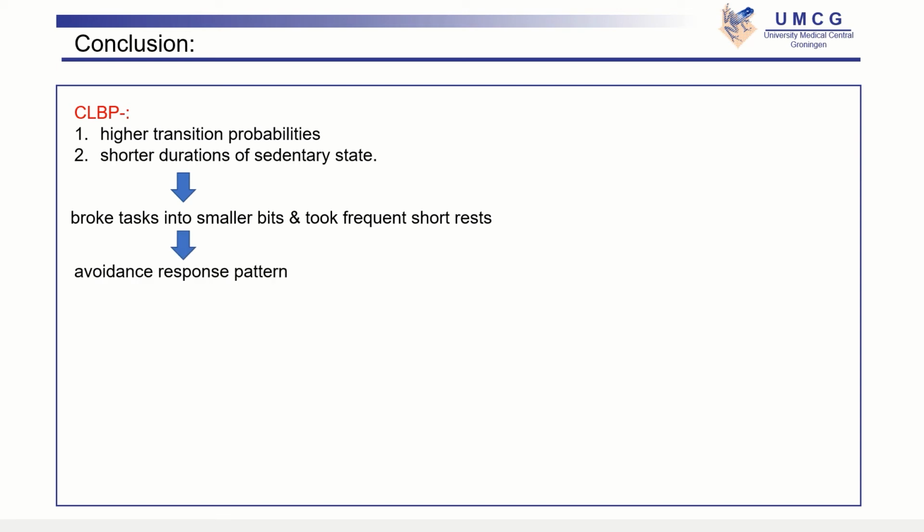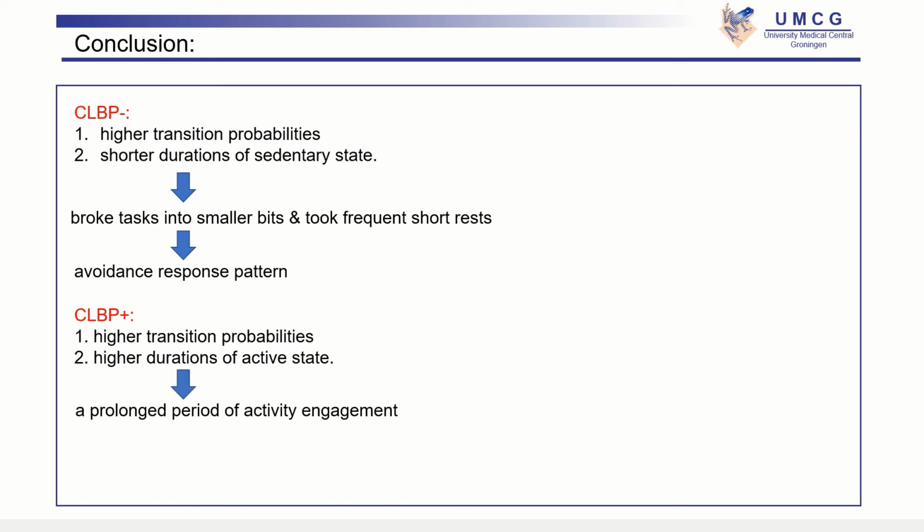Because resting is regarded as an avoidance strategy, the physical activity pattern of chronic low back pain minus could be related to the avoidance response pattern. Alternatively, chronic low back pain plus shows higher transition probability and duration of active state. It means chronic low back pain plus shows a prolonged period of active engagement. Therefore, the physical activity pattern of chronic low back pain plus might be explained by the endurance response pattern.